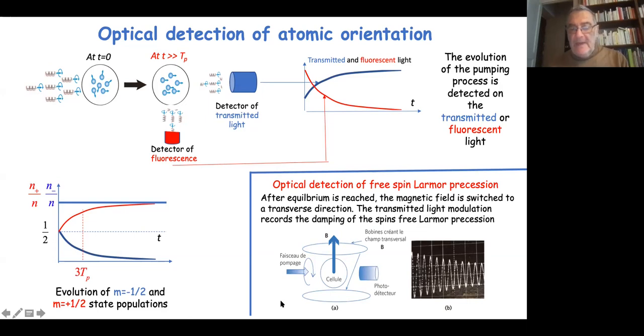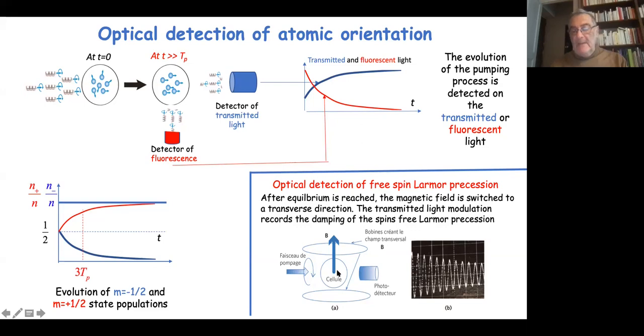You see here the cell. You have circularly polarized light coming inside, orienting the atoms along this direction, and then you detect the transmitted light. And you have coils here which produce a transverse magnetic field. What you do is that you start by pumping the atoms in zero field, and then suddenly at some time you switch on a field B0.